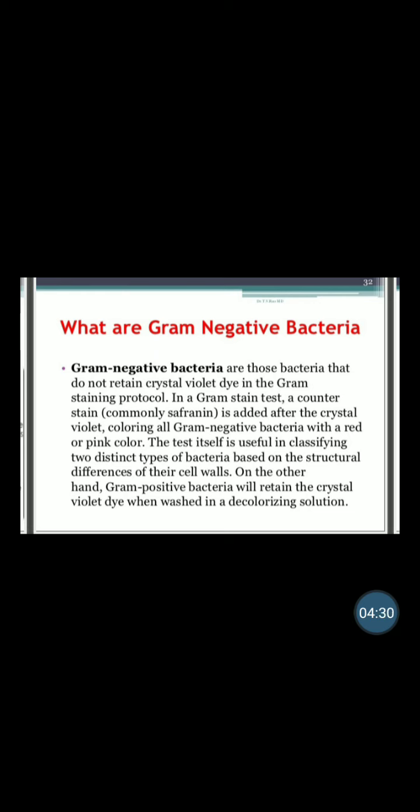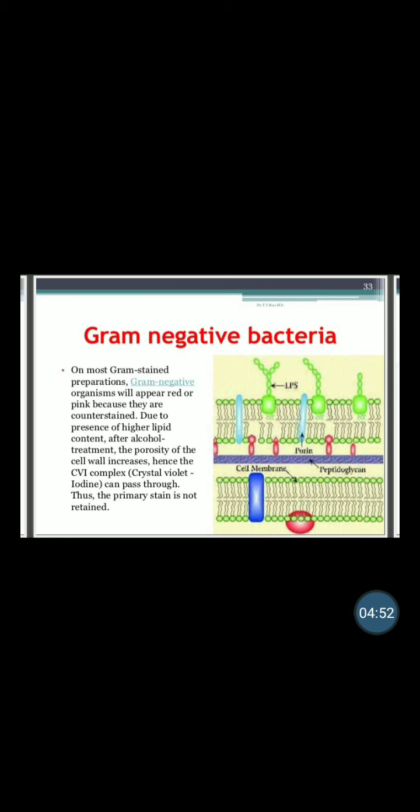This test is useful for classifying two different types of bacteria based on the structural differences of their cell walls. On the other hand, the gram-positive bacteria will retain the crystal violet dye when washed in the decolorizing solution. Here we can see the structure of gram-negative bacteria, which shows the presence of lipopolysaccharide, protein, cell membrane, and peptidoglycan.